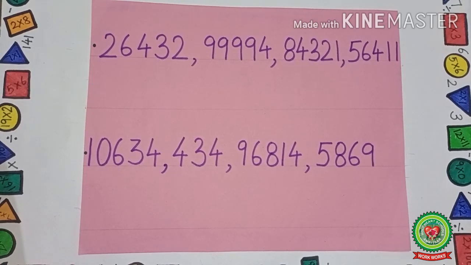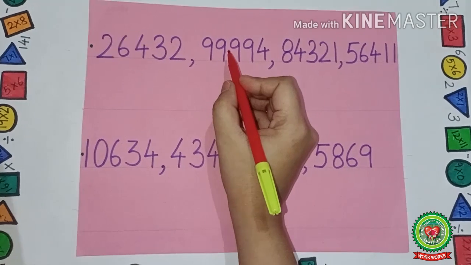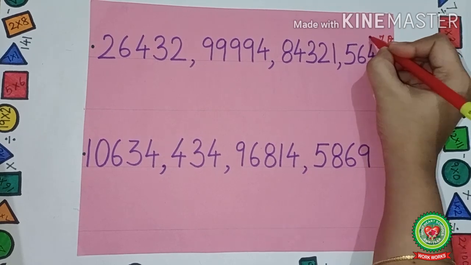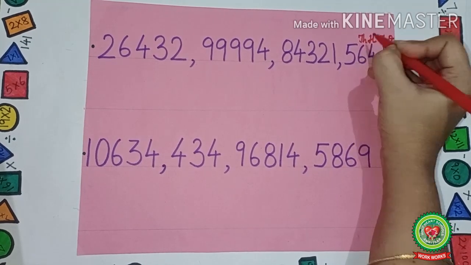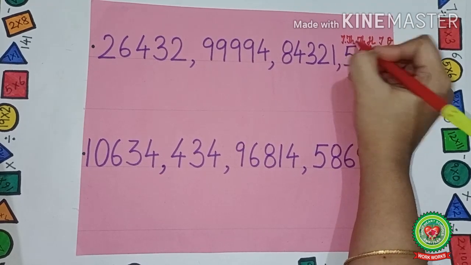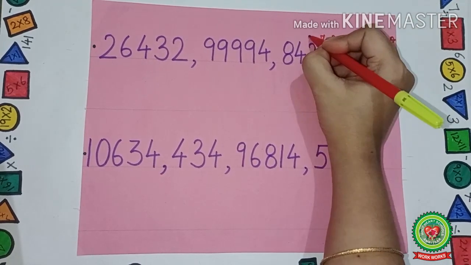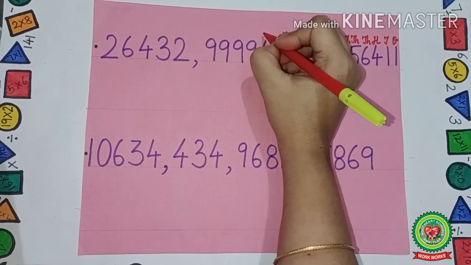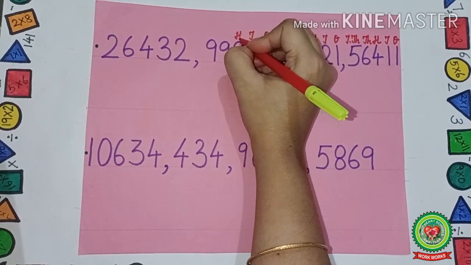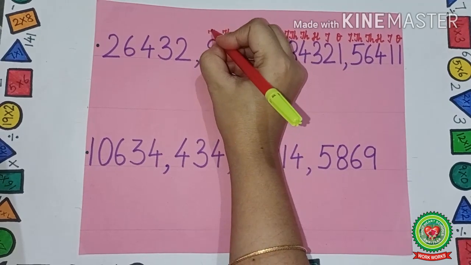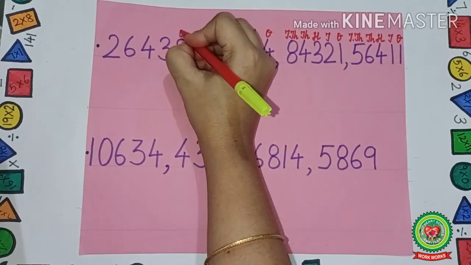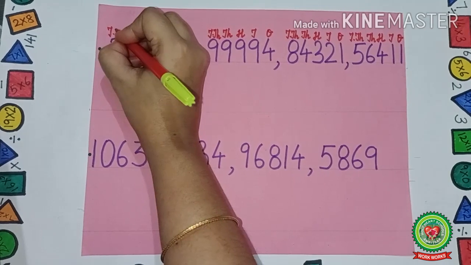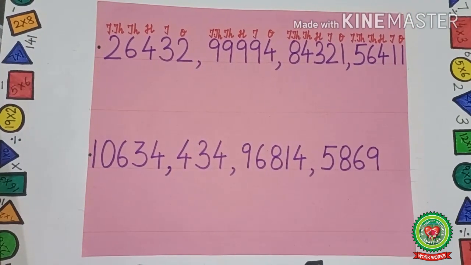Now we will move on to a little bit bigger number. Now see, again numbers are given to you. We will write the place value table first. Ones, tens, hundreds, thousands, and now comes 10,000s. Again ones, tens, hundreds, thousands, 10,000s. Now we have written the place value table.